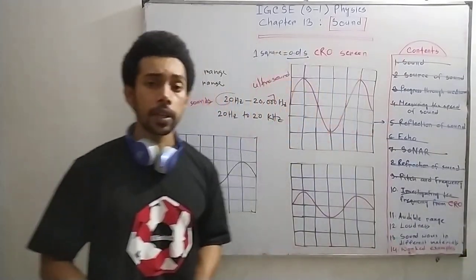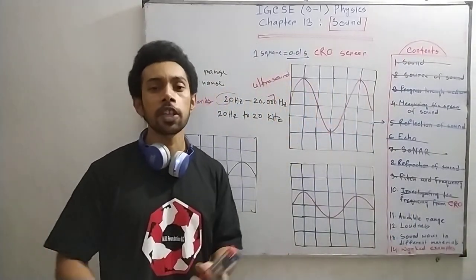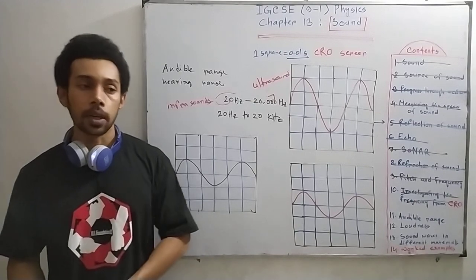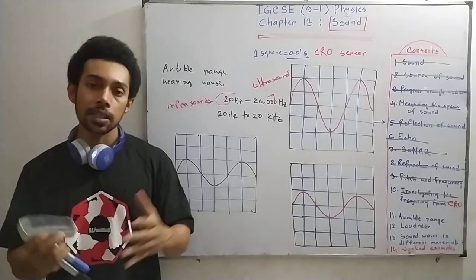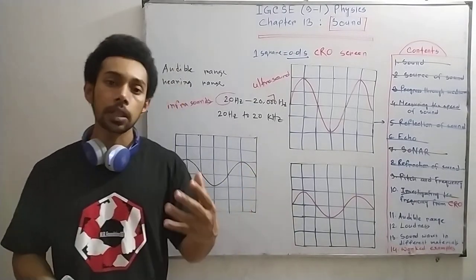This audible range actually varies from person to person. For the average person, it is 20 hertz to 20,000 hertz, but the audible range gets narrower when people get older.